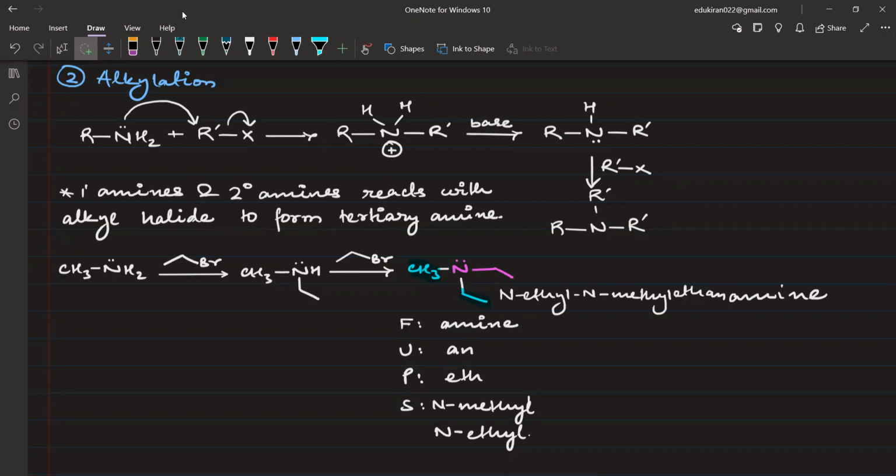Please write this down. Similarly, what will be the name for this one? This will be named as N-methyl ethane amine. Everything is the same, we just don't have one ethyl group there. There will be no N-ethyl in the substituent. That's it. Please write it down.